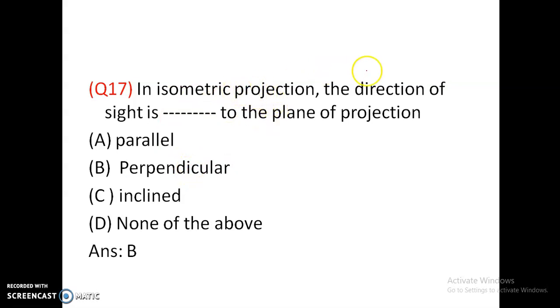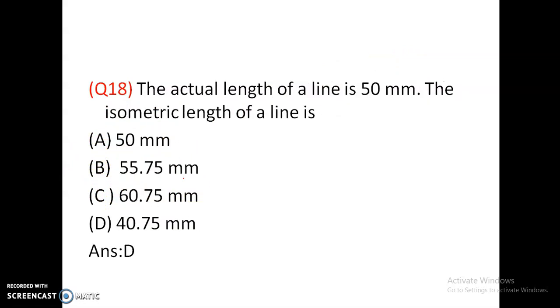In isometric projection, the direction of sight is perpendicular to the plane of projection. The actual length of the line is 50 mm. The isometric length of the line is not equal to 50, because isometric projection is asked. For isometric view it is 50 mm, but for isometric projection it is not 50 mm. It should be less than 50 mm. So the answer is 40.75, not 60, which is greater than 50 mm. In isometric projection length is shortened, so it should be 40.75 mm.